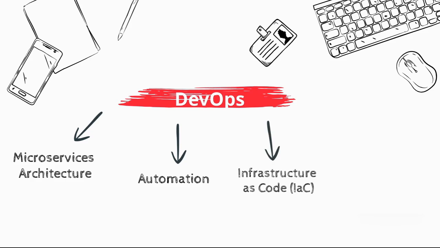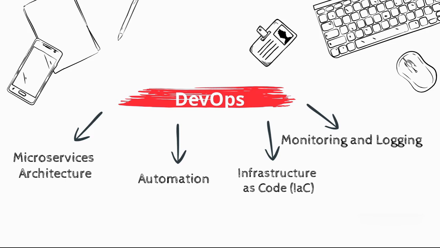Infrastructure as code, IaC. The team started using Terraform to manage their infrastructure. This allowed them to provision and manage infrastructure through code, ensuring consistency and making it easier to scale. Monitoring and logging. They implemented advanced monitoring and logging tools like Prometheus and Grafana to gain real-time insights into application performance and quickly identify and resolve issues.